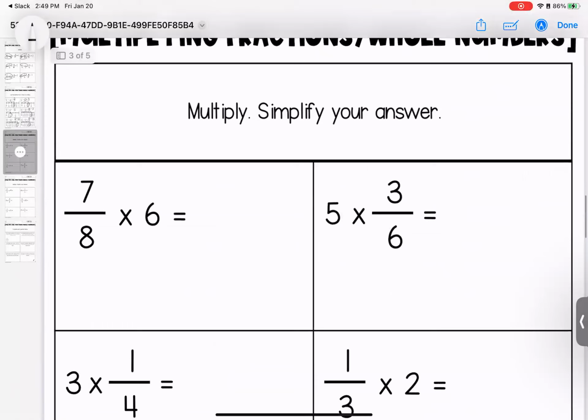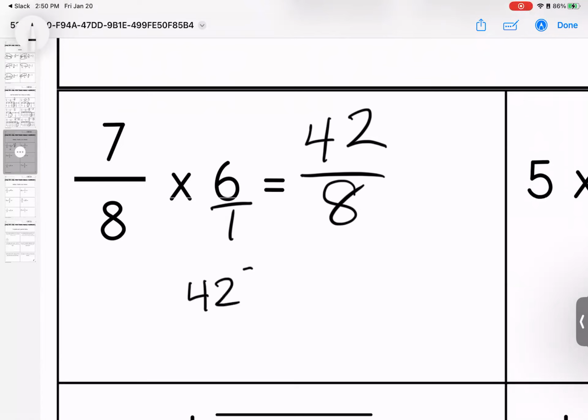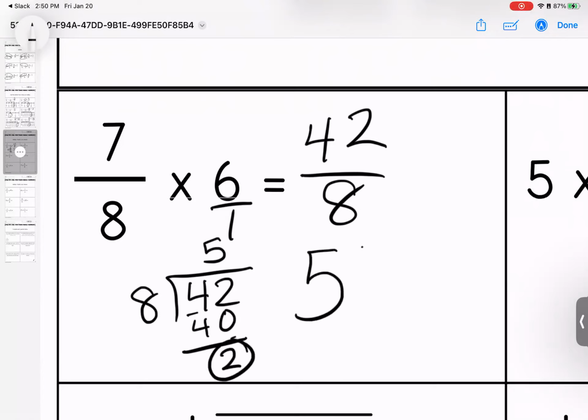All right, loves, this time we are going to multiply our fractions and simplify. Remember, if it doesn't have a denominator, give it 1. 7 times 6 is 42. 8 times 1 is 8. Our top number is bigger than our bottom, so we need to pull out our wholes. Let's divide. 8 times 5 gives me 40. 42 minus 40 is 2. So this means I have 5 wholes, and 2 out of 8 is my fraction.